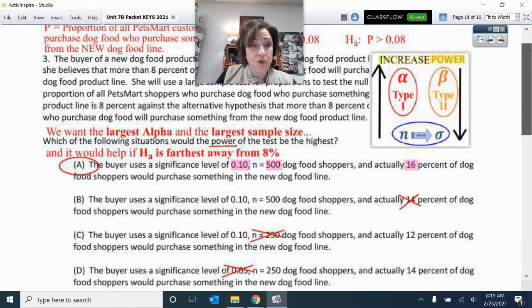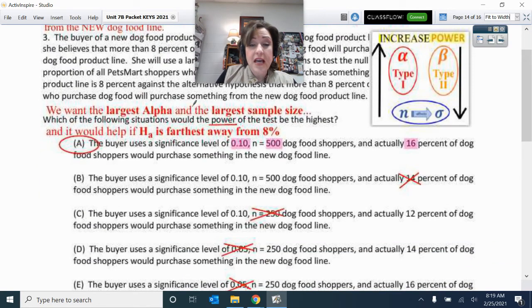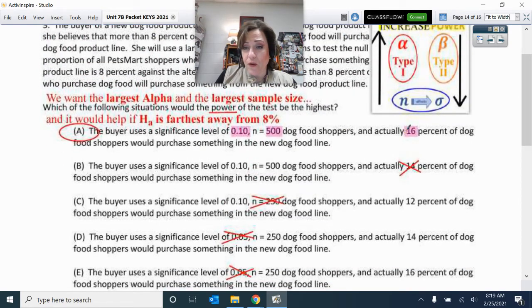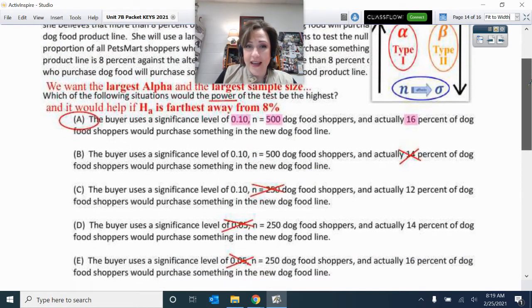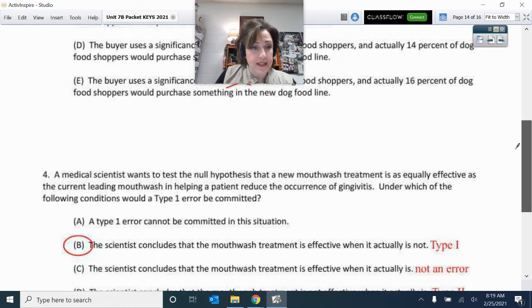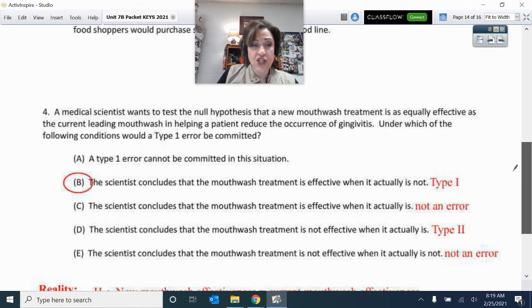I wanted to find the one with the largest alpha, the largest sample size, and the HA is farthest away from 8%, because 8% is what the null hypothesis was. So the one that meets that requirement was A, because it had the farthest HA, biggest alpha, and largest N of the choices. All right. So here we go.